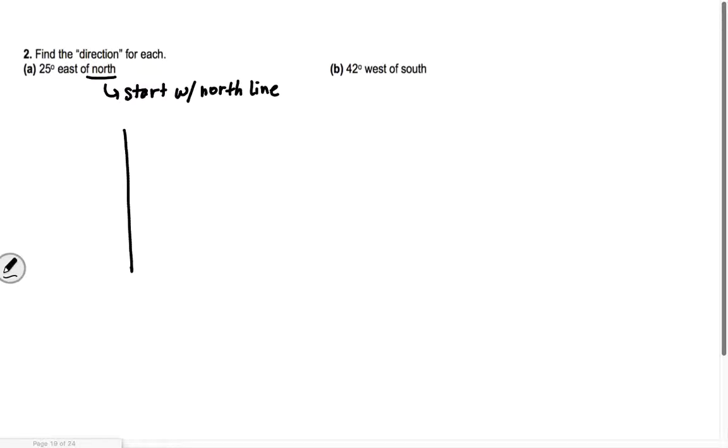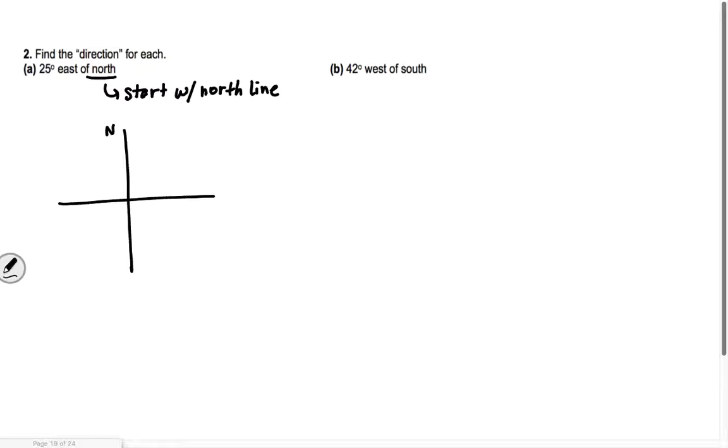Okay, so we're drawing this little north, south, east, west compass, and we're starting with the north line. And we're going to go 25 degrees east of that line. So think about where that would be.